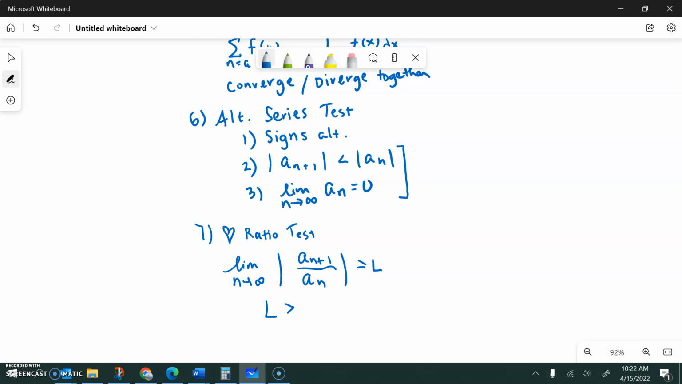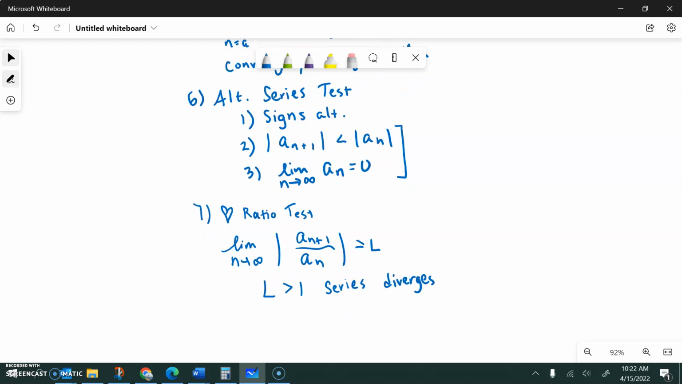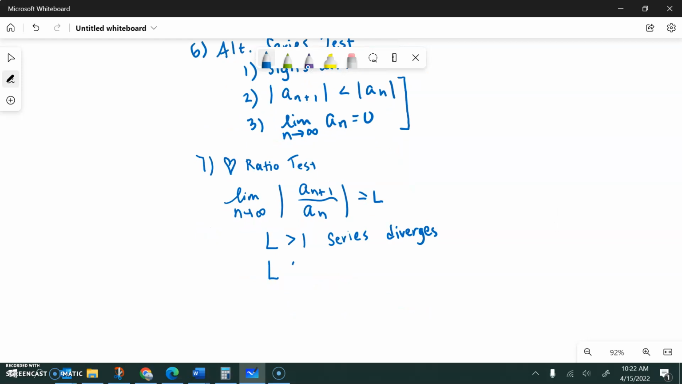If that number is greater than 1, then my series diverges. And if that number is less than 1, then my series converges. The problem with the ratio test, and the thing that breaks my heart about the ratio test, is that if that ratio is 1, then we don't know what happens. We have to do another test. It's inconclusive if the ratio is 1.